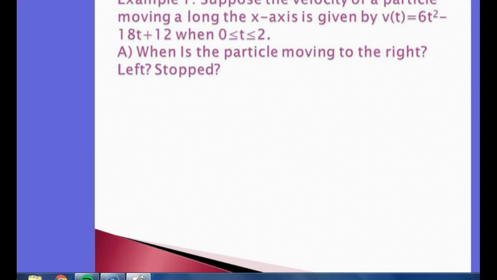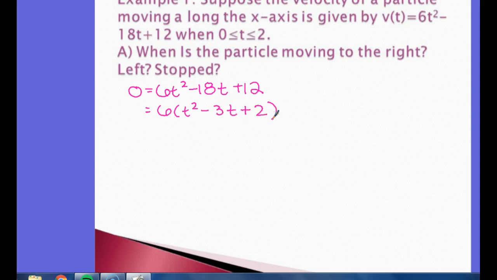So think back to derivatives or physics. When is a particle not moving? When the velocity is 0. So we're given velocity. The particle is not moving when the velocity is 0, so we're going to set our function equal to 0. I saw a GCF, so I took out that 6. It'll make factoring so much easier.